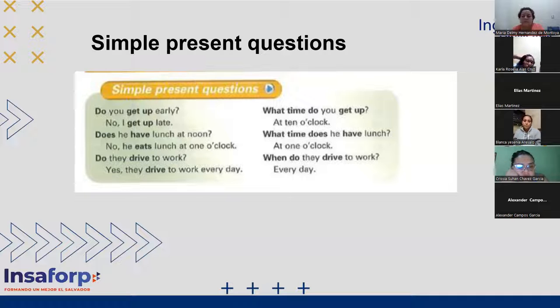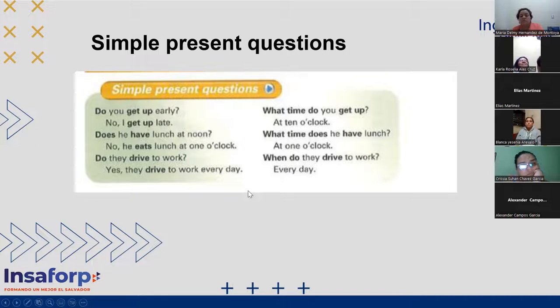Okay. Do they drive to work? Si es una pregunta corta, yes, positive, how will that be? Yes, they do. If that is negative? No, they don't. If you want to provide more information, here you have more information. Yes, they drive to work.